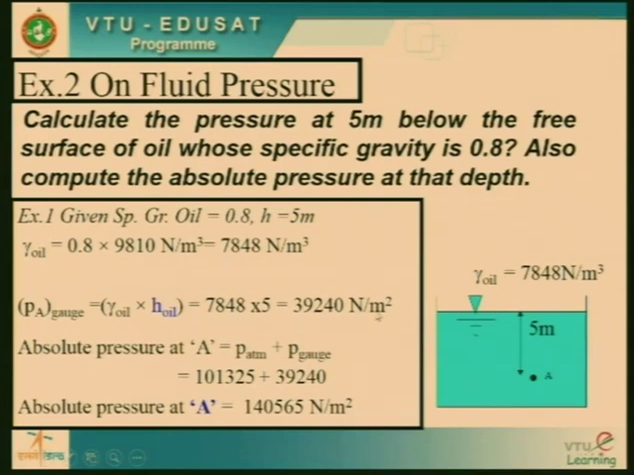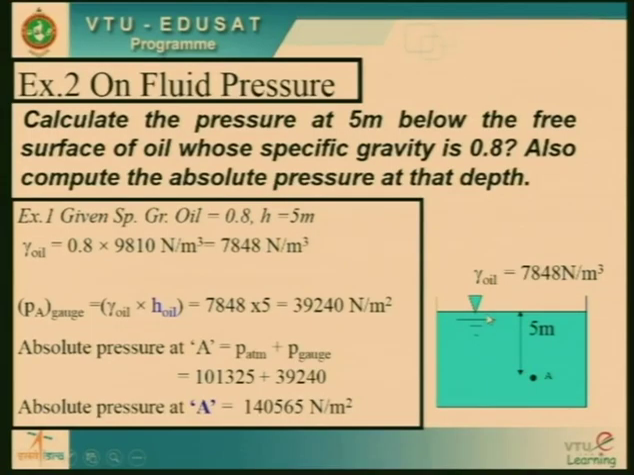Now, this is not the end of the answer. He is asking you what the absolute pressure is. My dear friends, mind it well, on the top of this atmospheric pressure is there, and one atmospheric pressure is 101,325 Pascal. So we have to add to this 39,240, and we get the absolute pressure at A as 140,565 Newton per meter square. Is it clear to you?